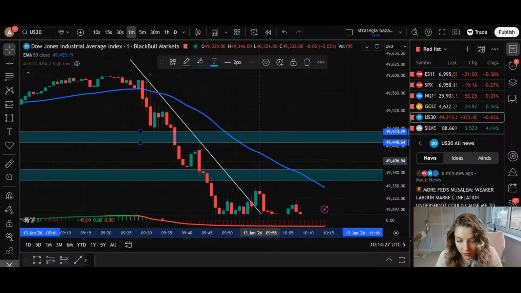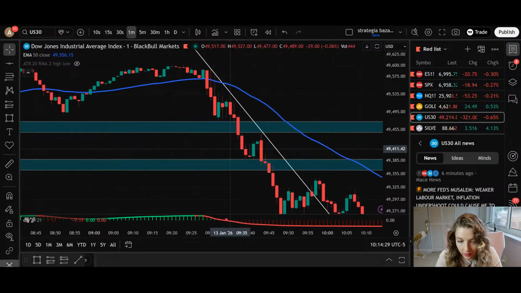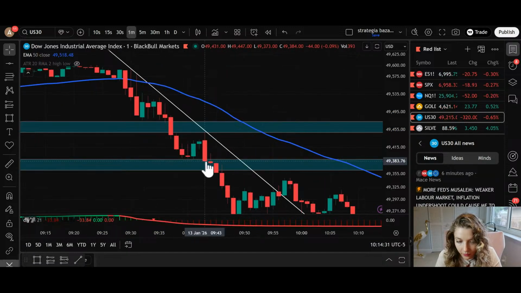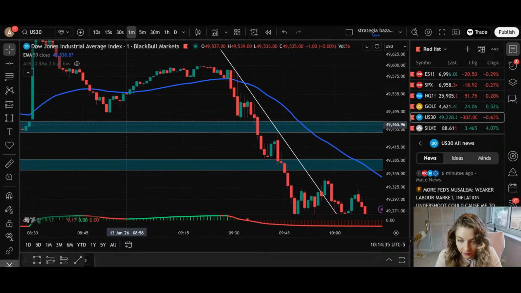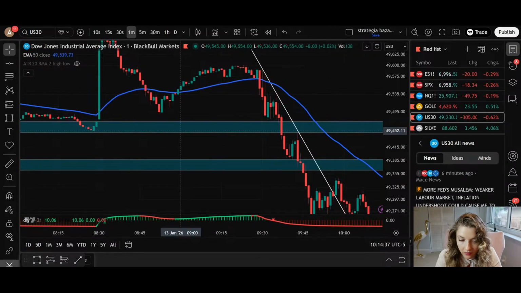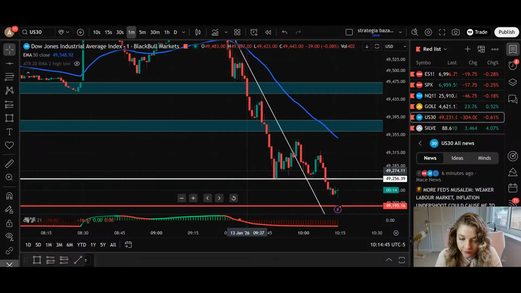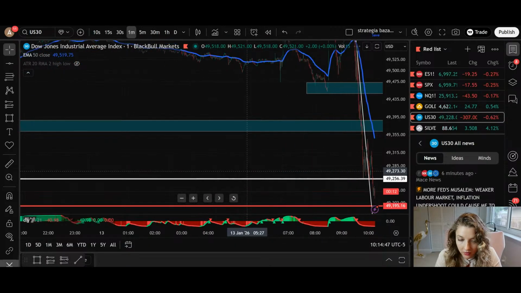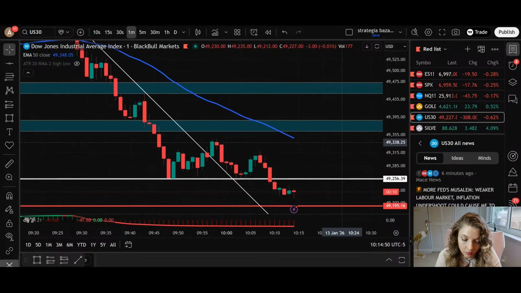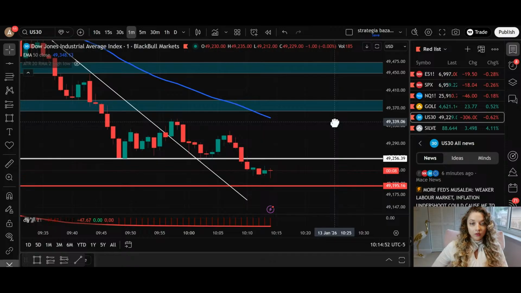This would be my entry on a short if I was in front of the computer, at 943. It broke this area and retested it, and the price is below. So this will be my short. I lost it. Good for you.